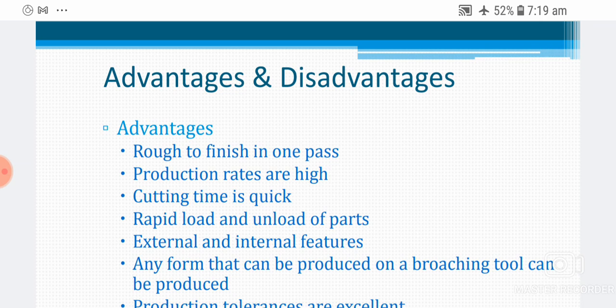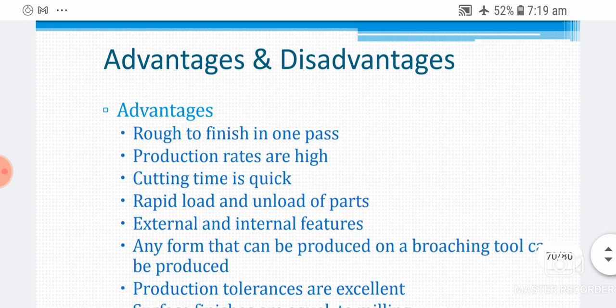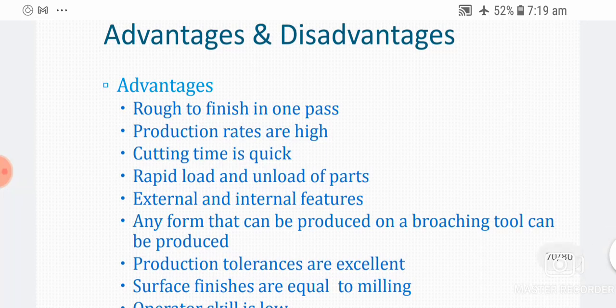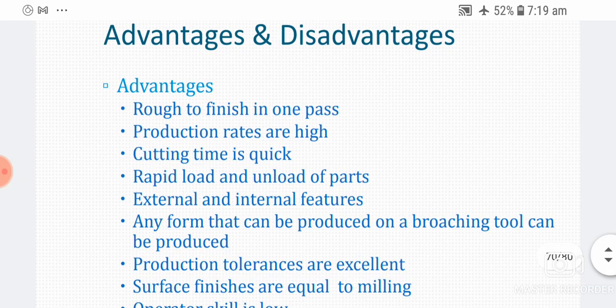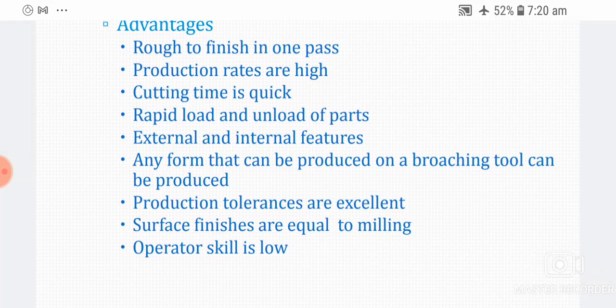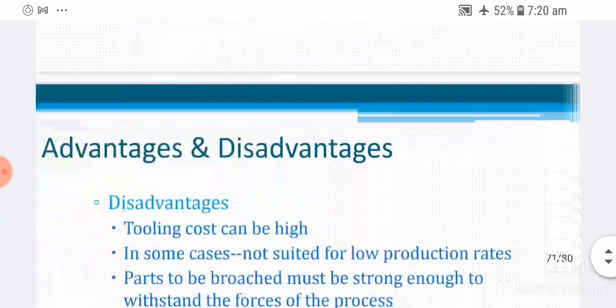Advantages: rough to finish in one pass. Production rates are high. Cutting time is quick. Rapid loading and unloading of parts. External or internal features. Any form that can be produced on a broaching tool can be produced. Production tolerances are excellent. Surface finishes are equal to milling. Operator skill is low.